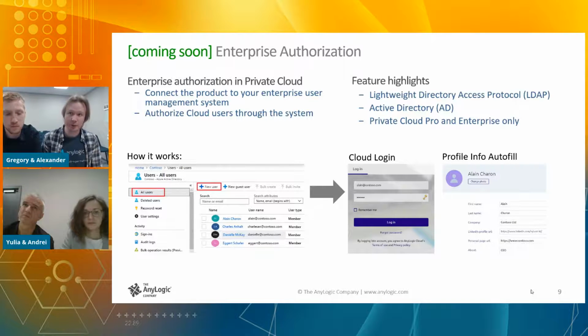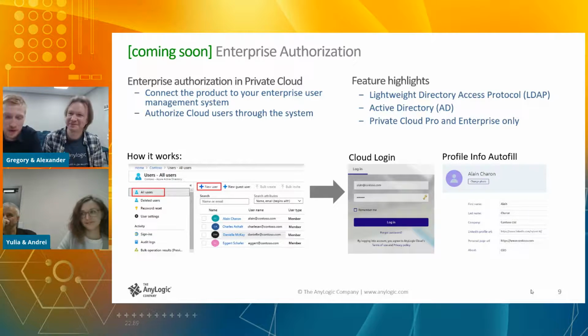We currently support two protocols: LDAP, which you can use for your OpenLDAP server, for Sun Directory Server, Novell eDirectory, or any other compatible LDAP provider; and Active Directory, which is your regular go-to Windows enterprise solution. These features will be available in the Cloud Pro and Enterprise versions only. And they're great. Yeah, a great introduction to enterprise authorization.